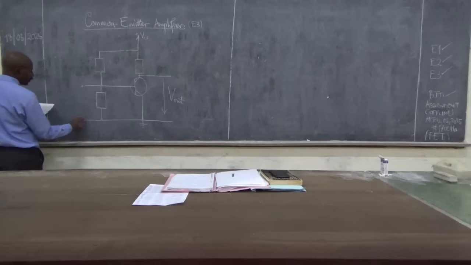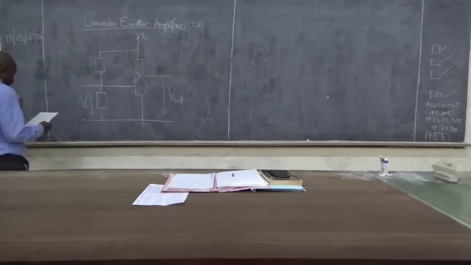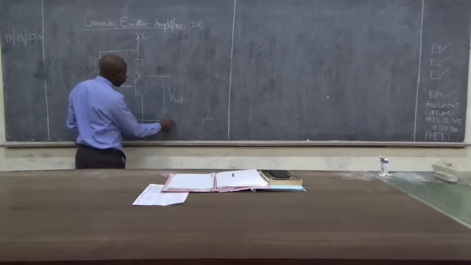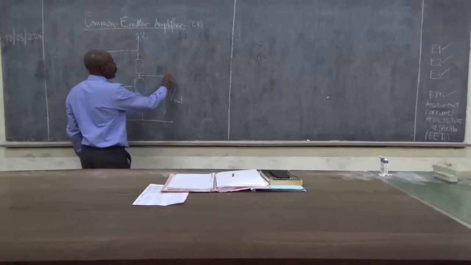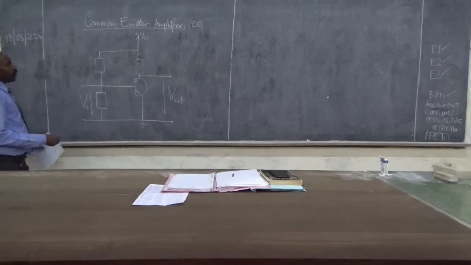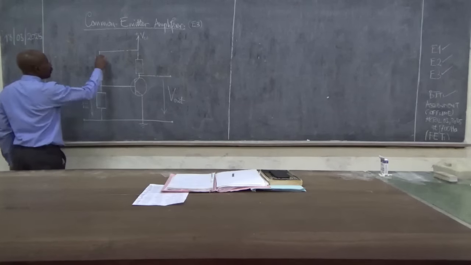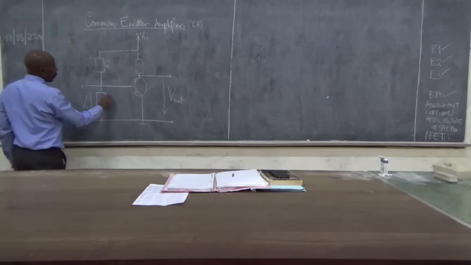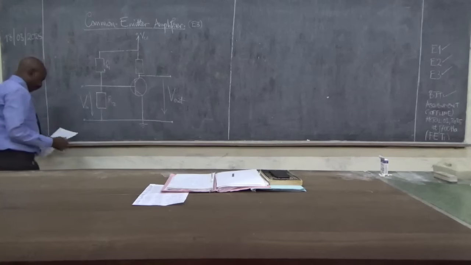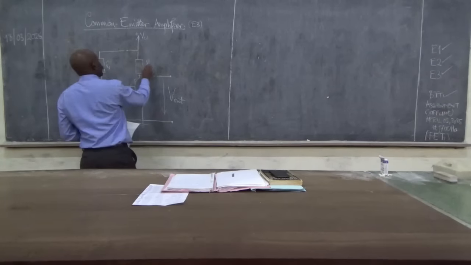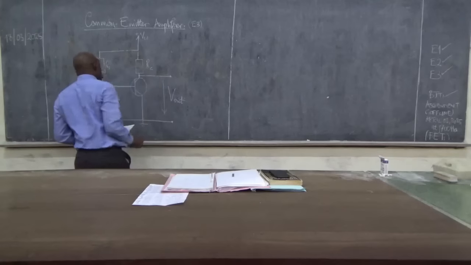So we said in an amplifier we have the input voltage, we have the output voltage, and the amplification would be the ratio of the output to the input. And using this potential divider, we can bias the transistor. So this is the RC.